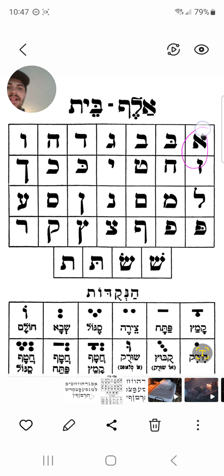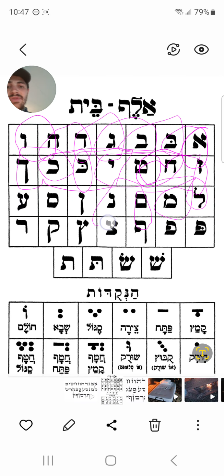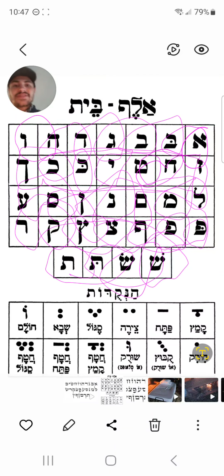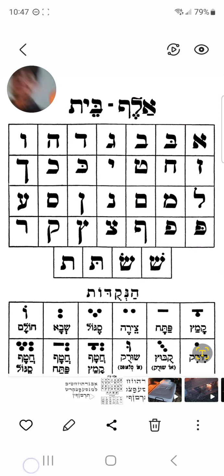So again, Aleph, Beis, Veis, Gimel, Dalid, Hey, Vav, Zayin, Ches, Tes, Yod, Kaf, Chaf, Lamed, Mem, Nun, Samach, Ayin, Pei, Fei, Tzadi, Kuf, Resh, Shin, Sin, Taf, and Saf. You could probably find someone singing it on tune on YouTube.